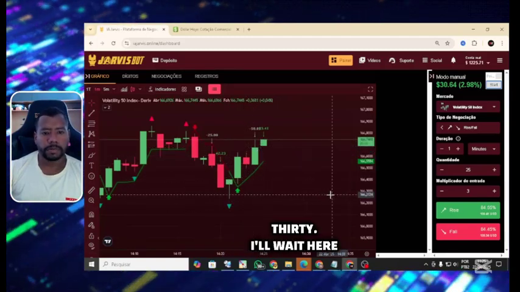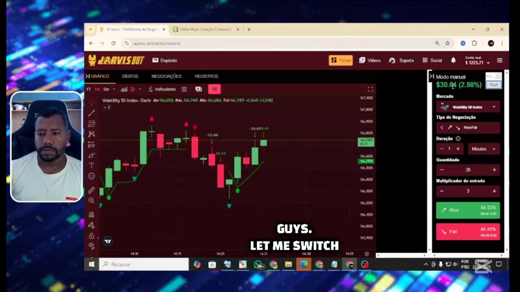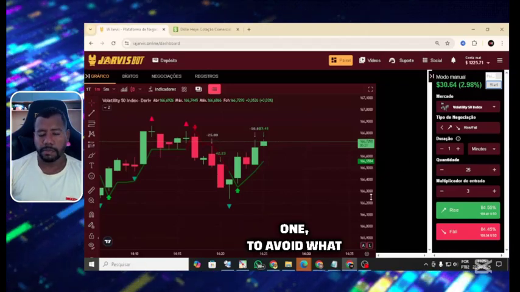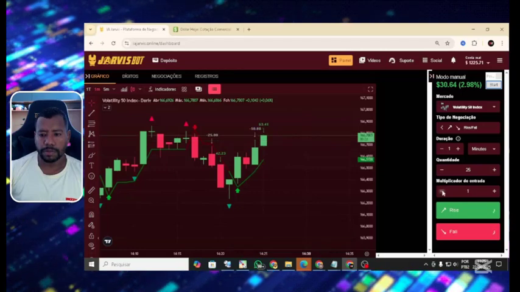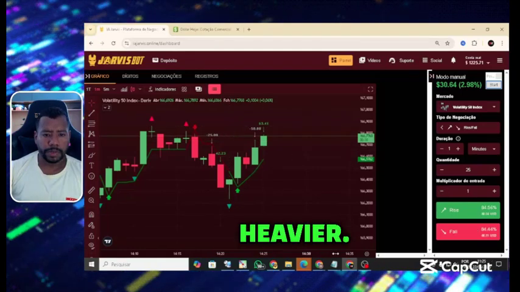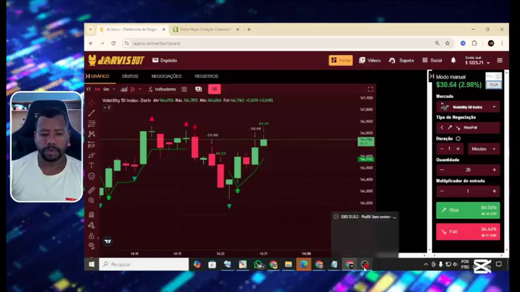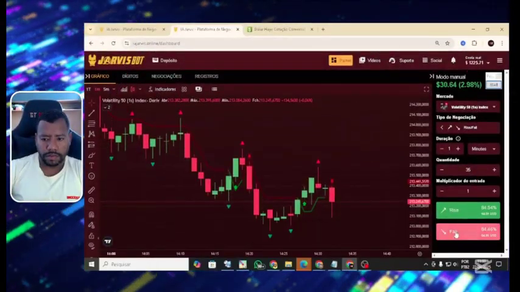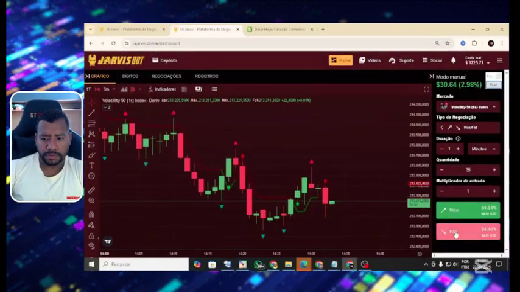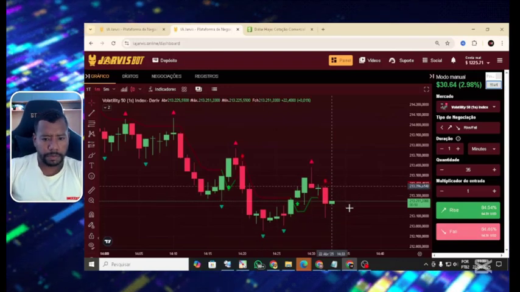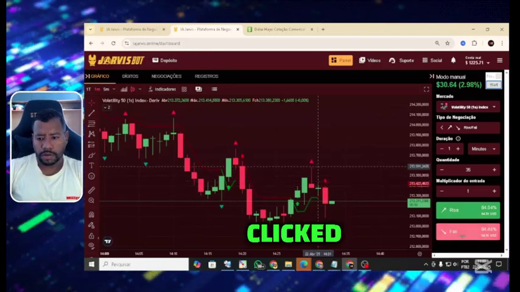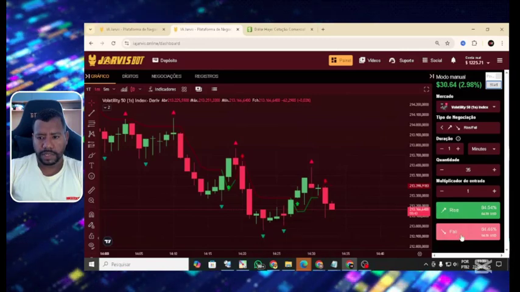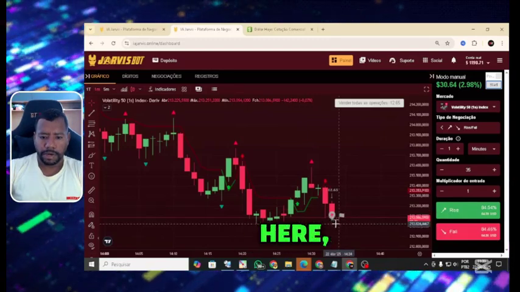30. I'll wait here to make another small entry with you guys. Let me switch back to multiplier 1 to avoid what happened here. We entered with 2. Be heavier. Wait for another chance. Slight delay. Let's see if we can catch this trade. It lagged when entering, but look, I clicked here already, though it hasn't entered yet. It caught the click down here, see?